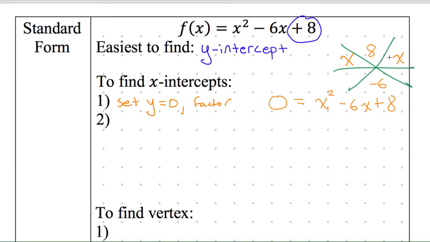Let's do it. Are they going to both be negative? Yes, they are. So negative 4 and negative 2. Very, very nice. That's a lot of work.